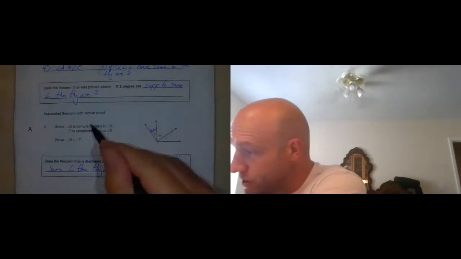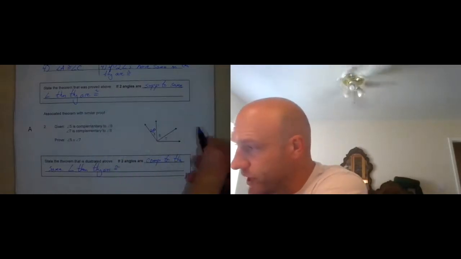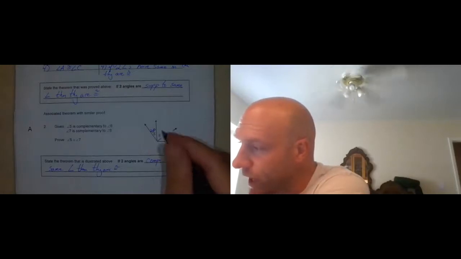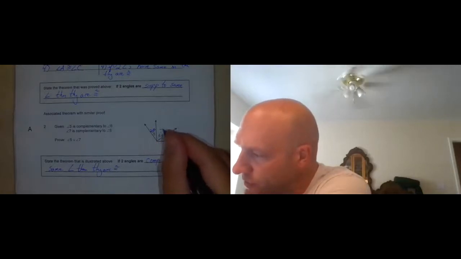And it's given information that angle 5 is complementary to angle 6. So how big does that make angle 6? Remember, complements make a 90-degree or right angle. So if that's 20, this one has to be 70.